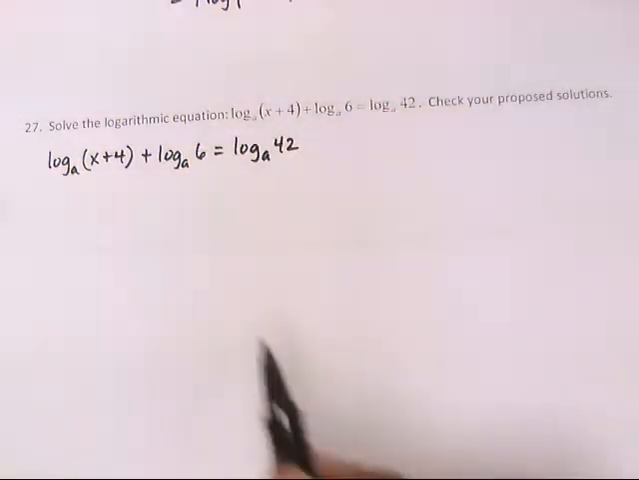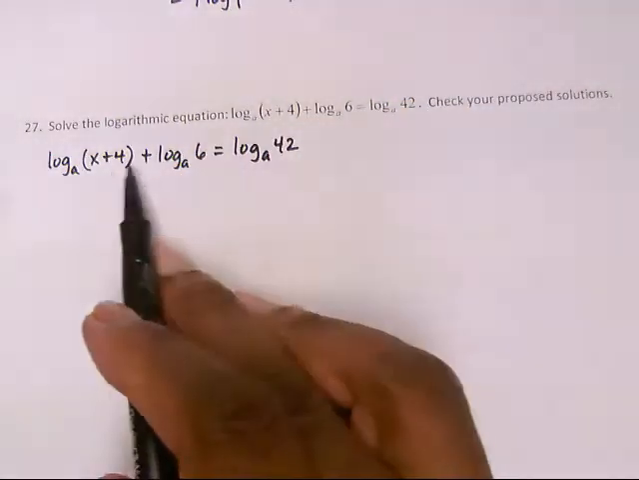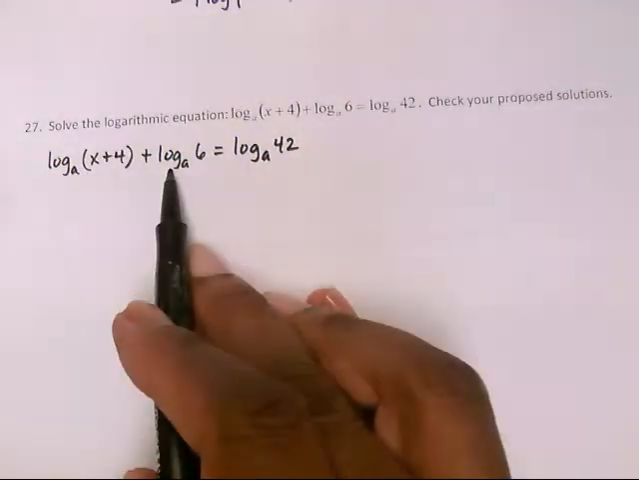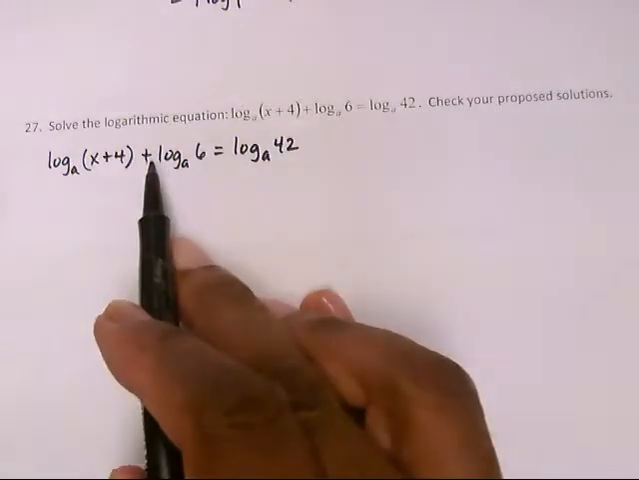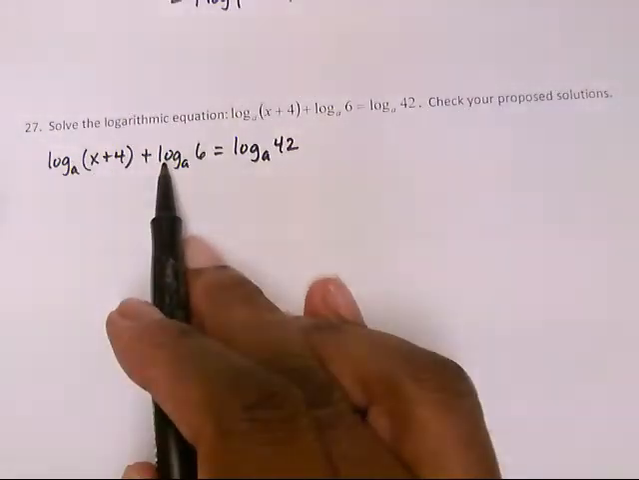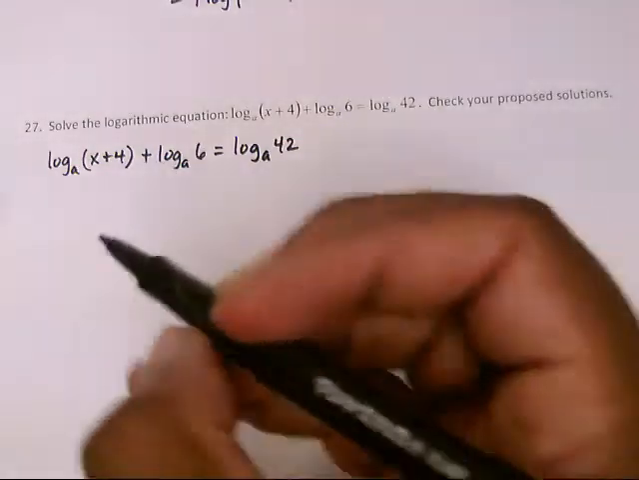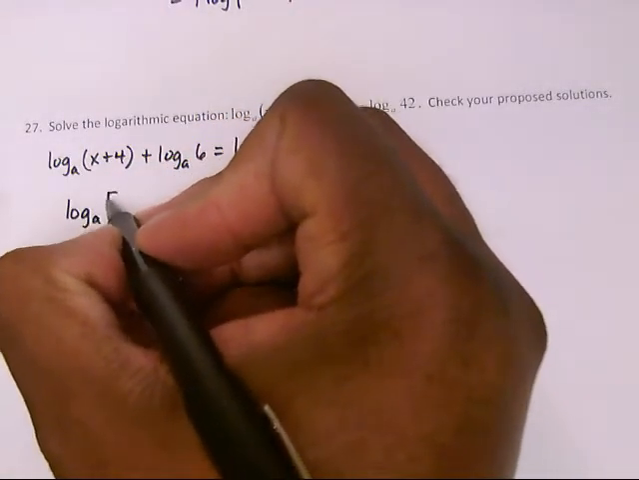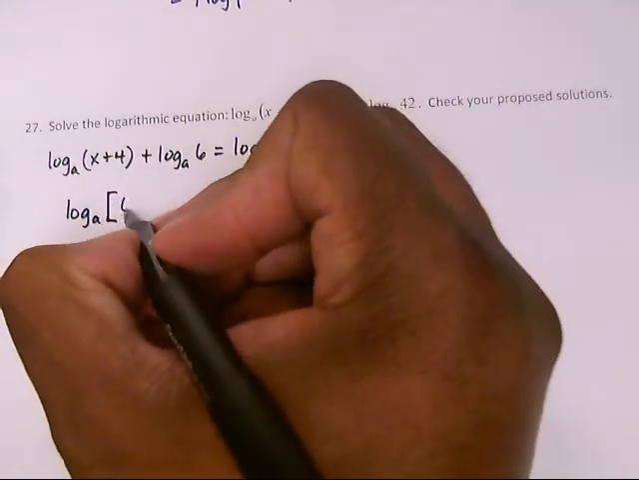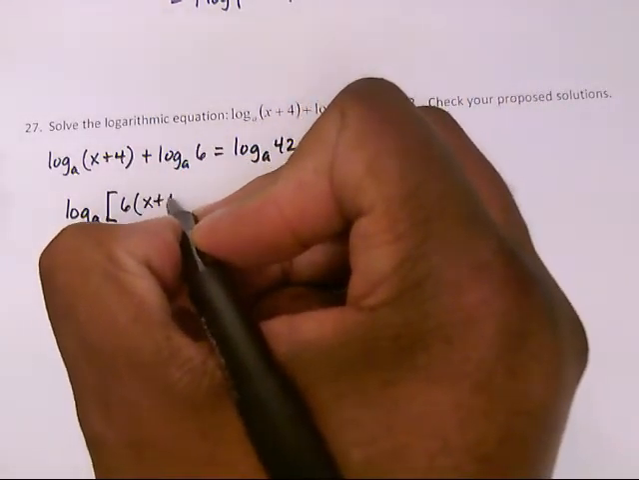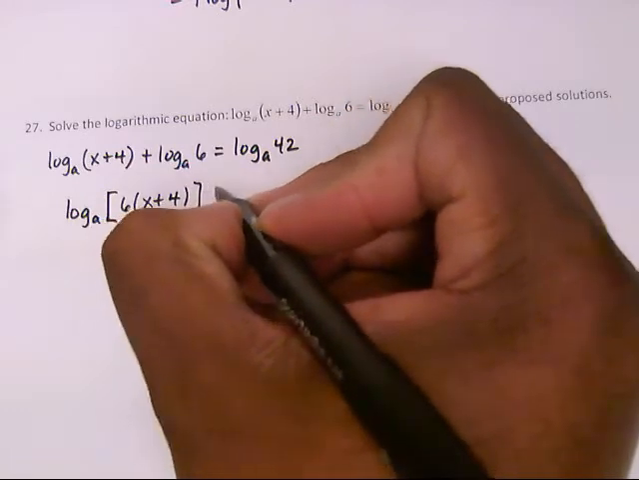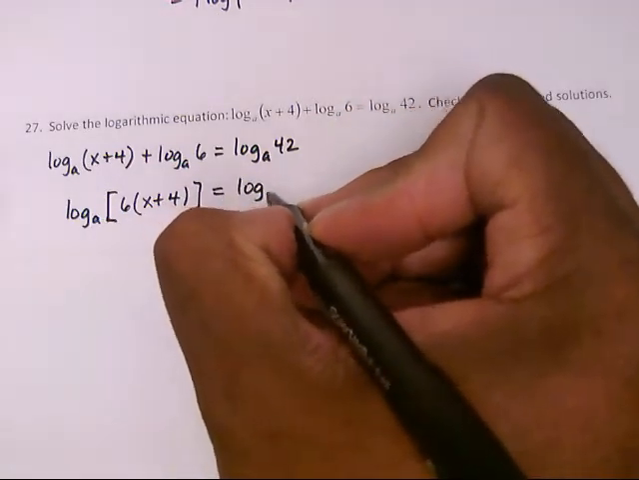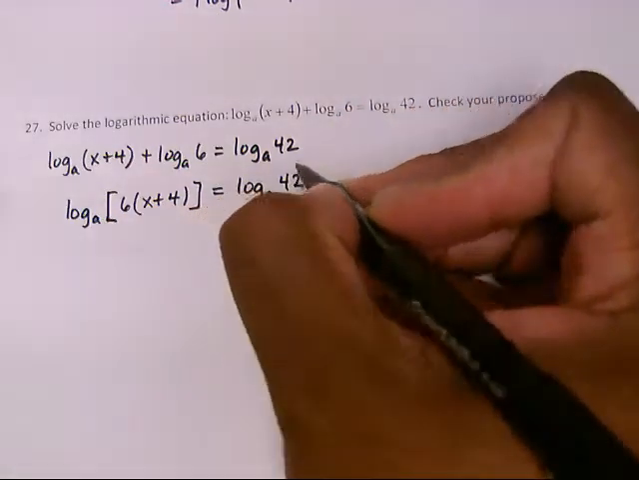Now, notice on the left-hand side, I got the sum of logarithms. So I need to apply the product rule here. When you have the sum of your individual logarithms, we can condense that as a log of the product. So this will be log to the base a of, and I'm going to put the 6 in front of x plus 4. Then that's going to be equal to log to the base a of 42.